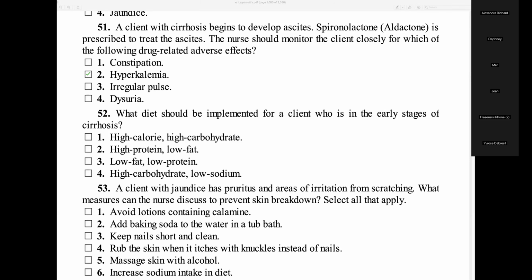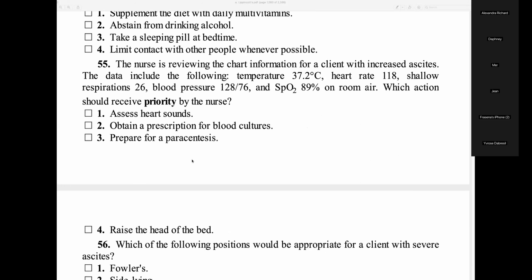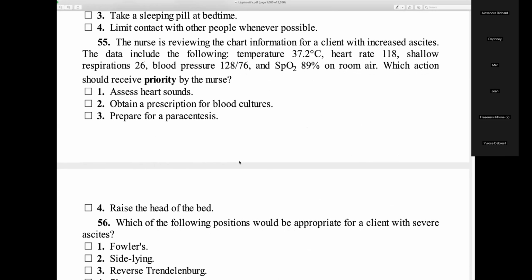Very, very good. Okay, next we're going to do 55. The nurse is reviewing the chart information for a client with increased ascites. The data includes the following: temperature 37.2, heart rate 118, shallow respirations of 26, BP of 128 over 76, and O2 saturation 89% on room air. Which action should receive priority by the nurse? Assess the heart sounds, obtain a prescription for blood cultures, prepare for a paracentesis, raise the head of the bed.